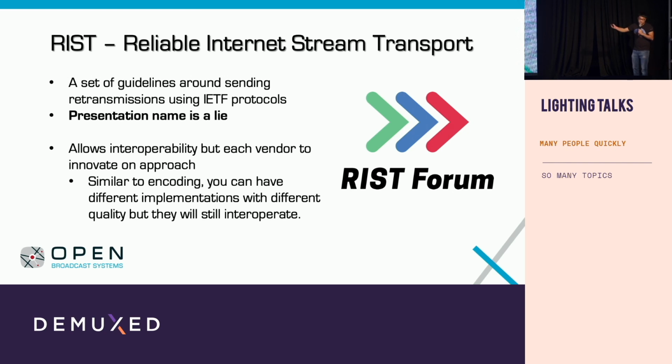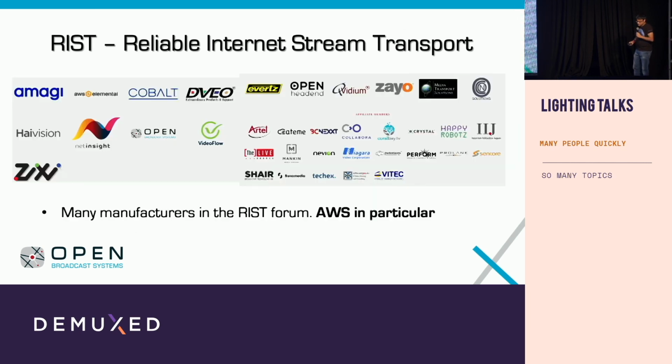So each vendor can innovate on their approach, but it will still work. This is comparable to encoding. You can have different vendors with different encoder implementations, but you know the decoder will still work. There are lots of companies in the marketing group. Probably the most interesting one, I think, is AWS. At IBC about a month ago, AWS enabled RIST in their Media Connect product. But there are also various other vendors and users.